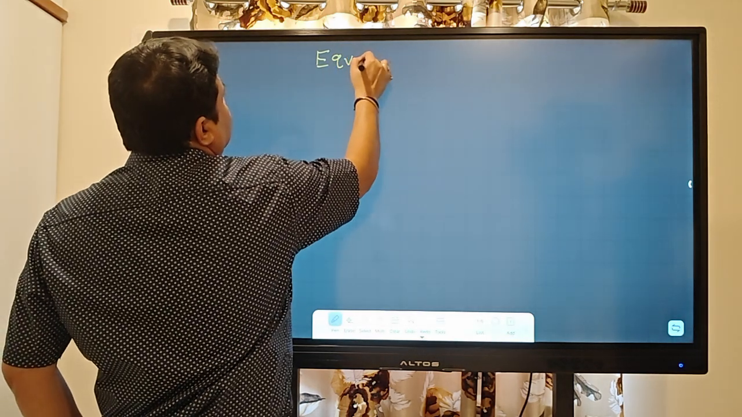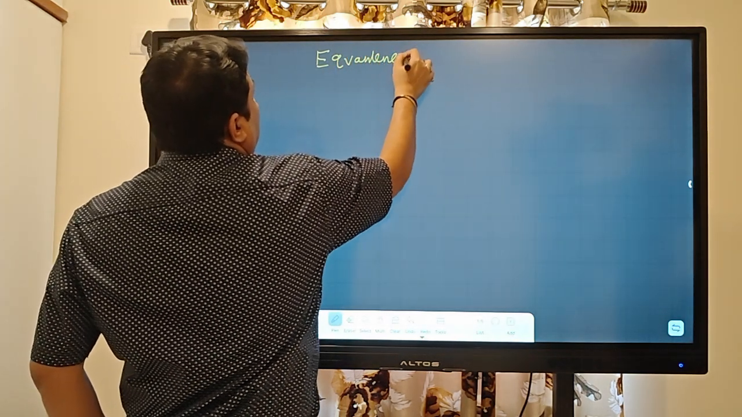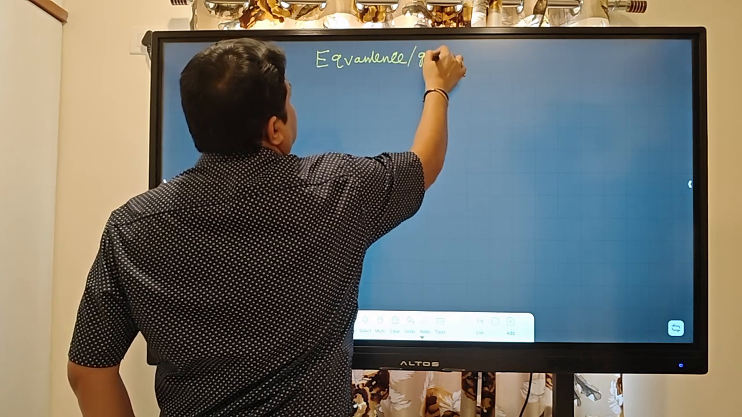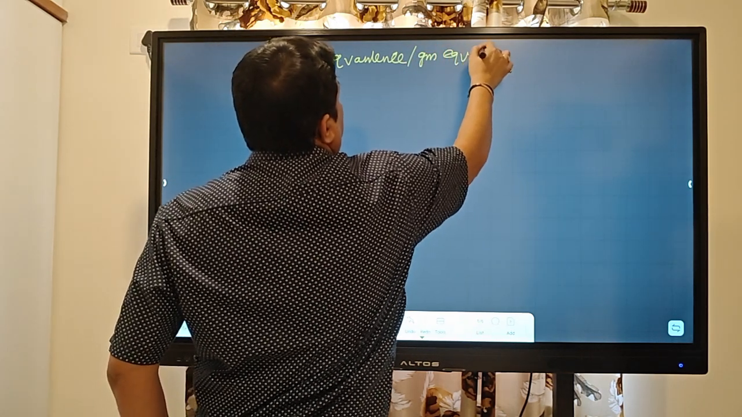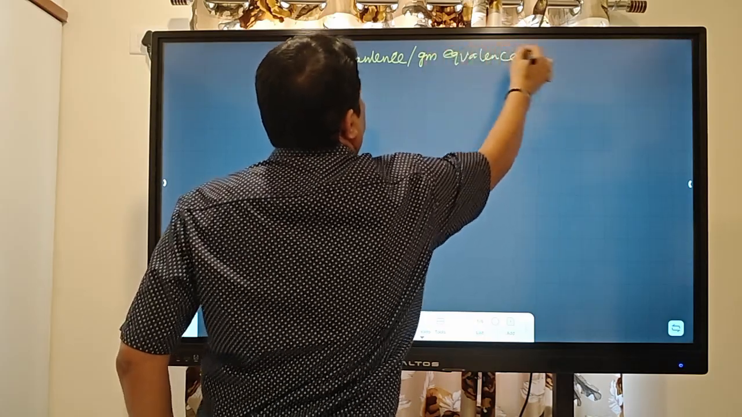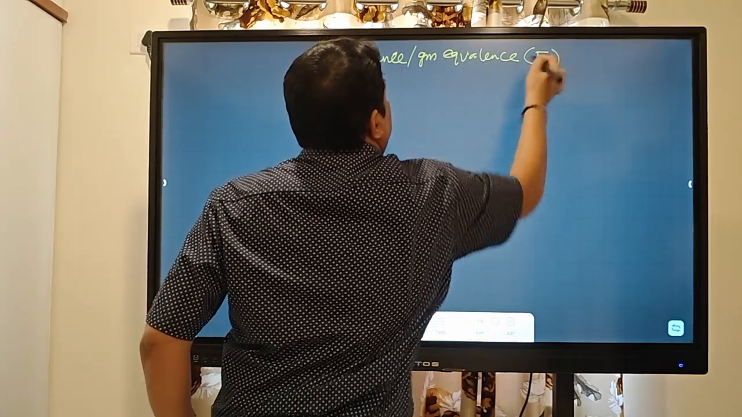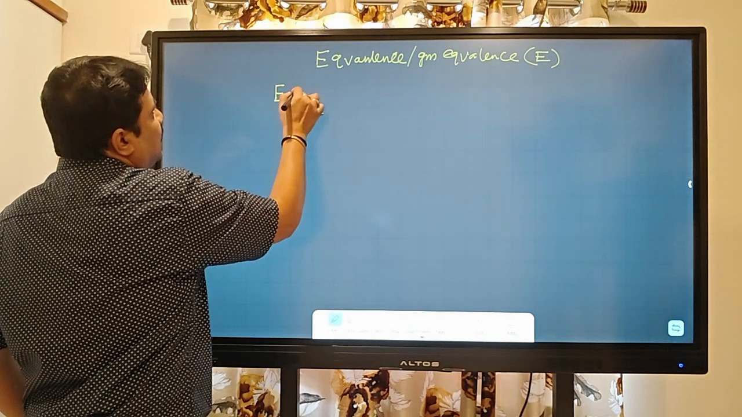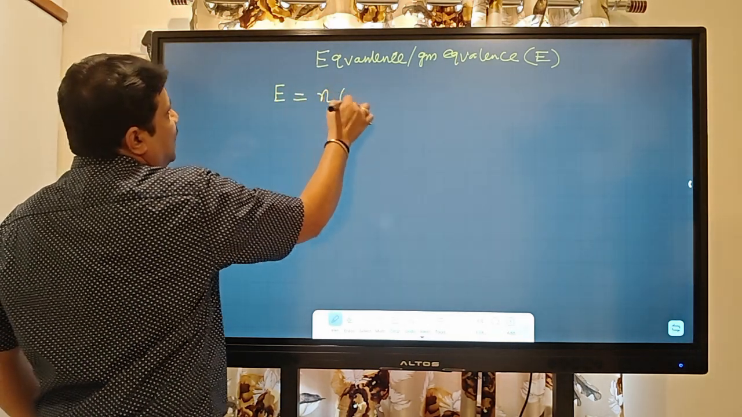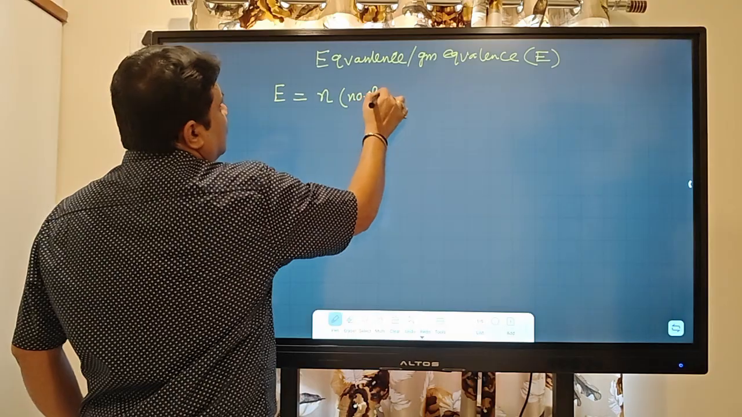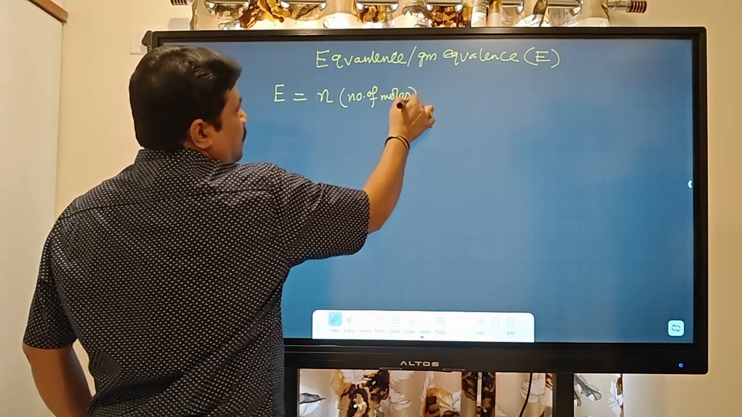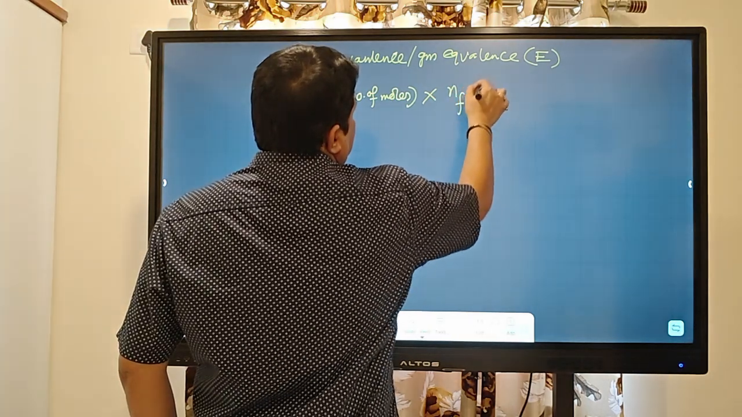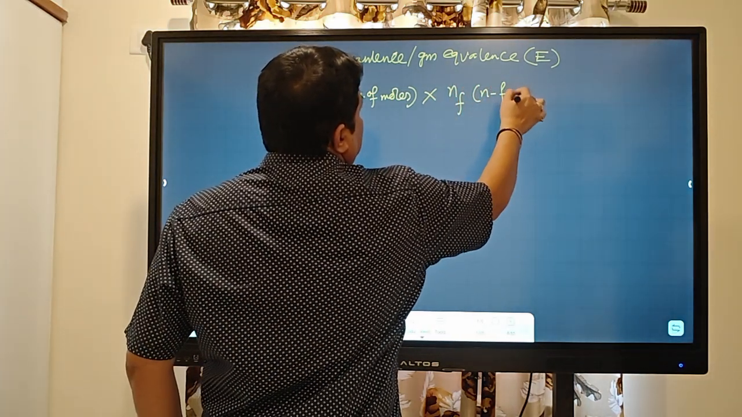Equivalence, or it is called gram equivalence, which is represented by E. Now equivalence will be equal to n, the number of moles of the substance we are considering, into n factor. n factor means valency factor.